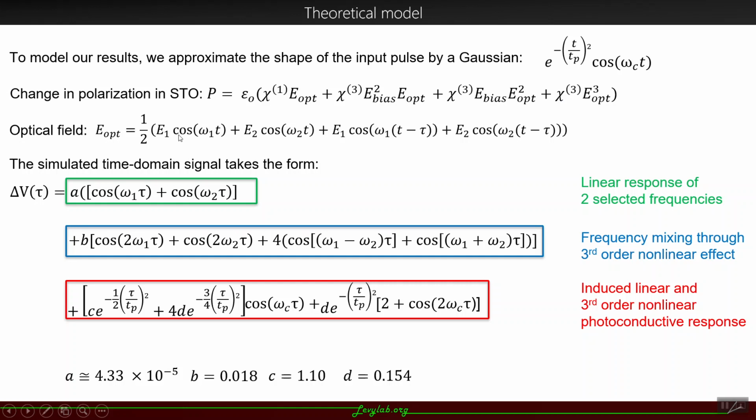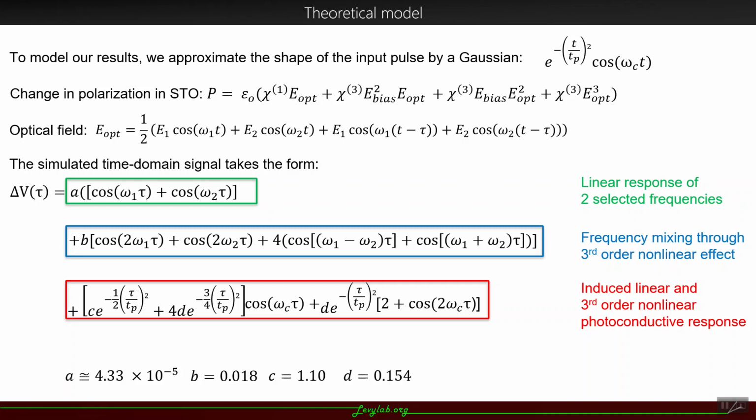We have an optical field that is composed of pulses at time t and t minus the time delay tau at frequencies omega 1 and omega 2 that we choose with our pulse shaper. So after much calculation, our simulated photovoltage takes the following form.